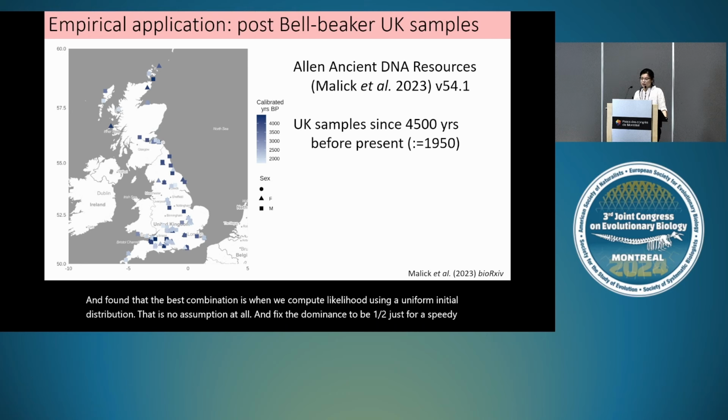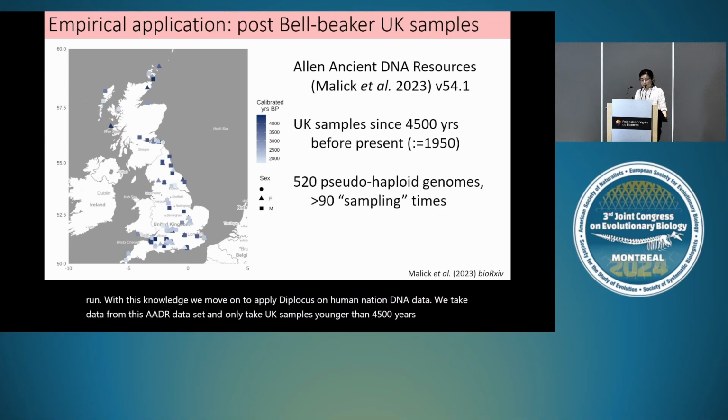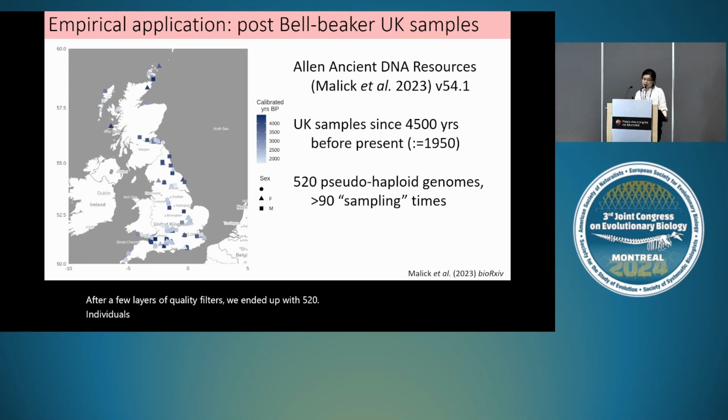With this knowledge, we move on to apply diplolocus on human ancient DNA data. We take data from the AADR dataset and only take UK samples younger than 4,500 years old. After a few layers of quality filters, we ended up with 520 individuals, and with a generation time of around 28 years, there are more than 90 different sampling times.